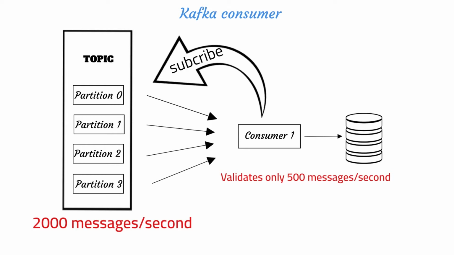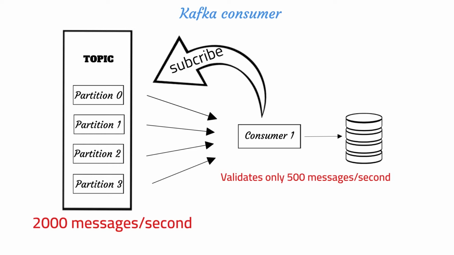This worked well for a while, but what if the rate at which producers write messages to the topic exceeds the rate at which your application can validate them? For example, 2000 new messages per second go to the topic, but our consumer can read and validate only 500 messages per second. If you are limited to a single consumer reading and processing the data, your application will fall farther and farther behind, unable to keep up with the rate of the incoming messages.